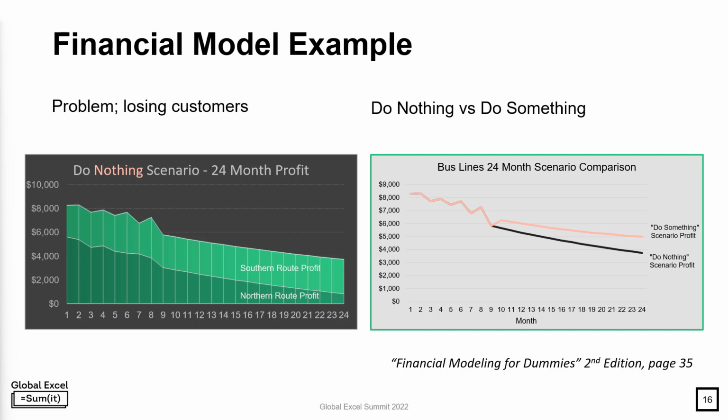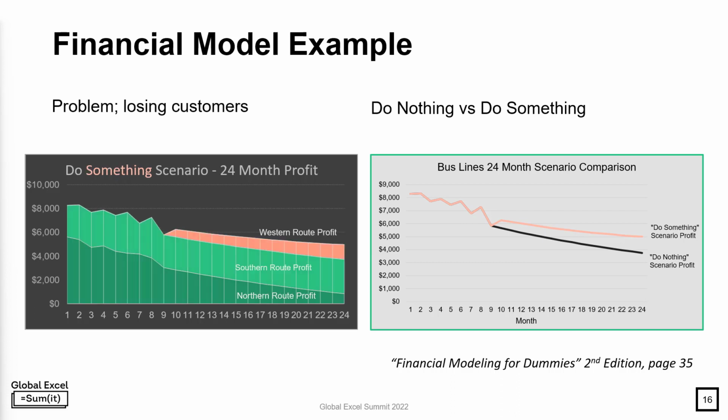You can see that they're losing customers, and over 24 months their profitability is going right down. If you do nothing, you can see what's going to happen. Whereas if one of the options is to put an extra bus route on, that's going to increase the profitability. So you can compare do nothing versus do something. It's a way of visually showing the scenario analysis.